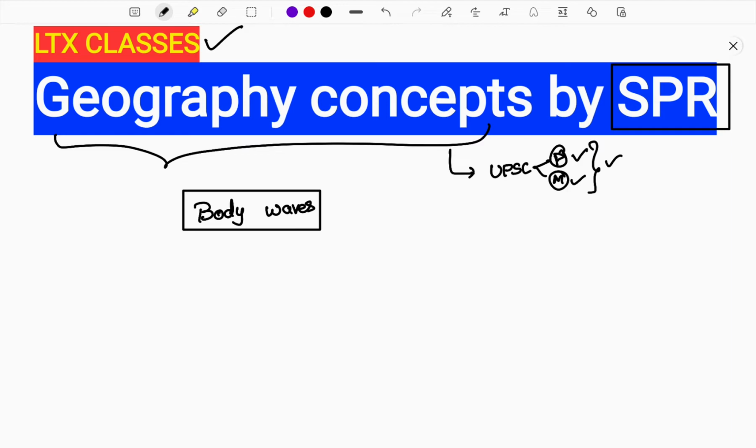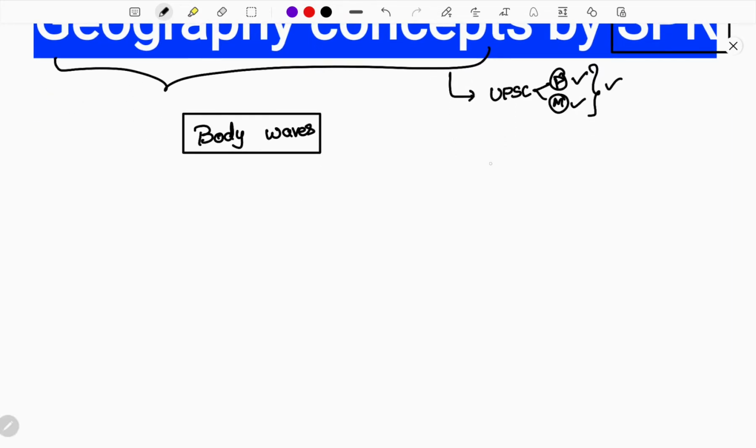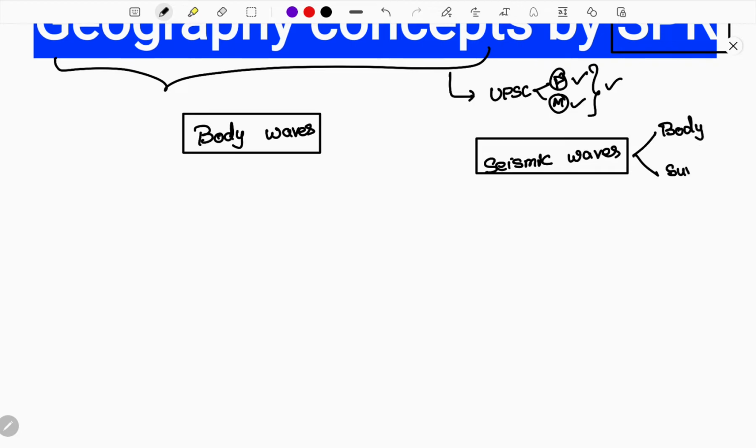Okay guys, here, body waves. Before viewing body waves, I had provided you seismic waves in detail. Body waves are a part of seismic waves. In the seismic waves video, I had created concept clarity on that. If you understand the seismic waves, you will understand that they have two types of waves. One is body waves and the other is surface waves. So in this video, I'll be explaining in detail about the body waves.